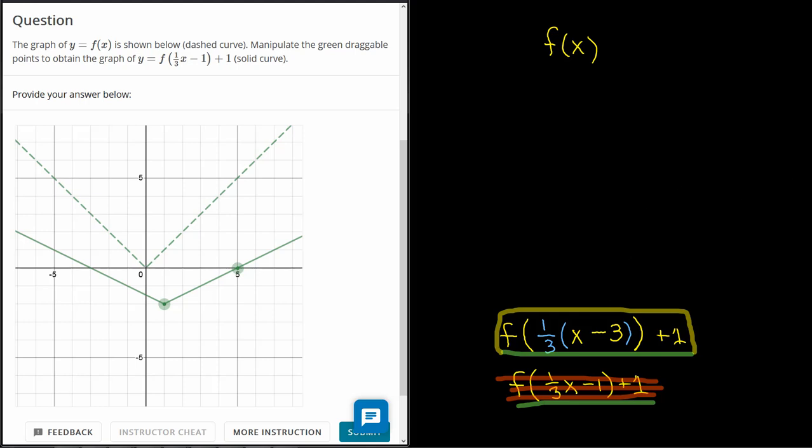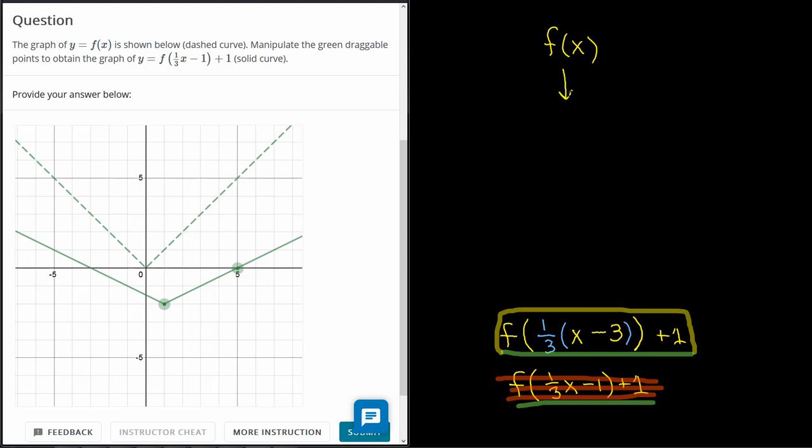Okay. So now let's think about how do we get from here to here. What is the sequence of algebraic transformations I have to use to get from here to here? Well, let's see. We need that 1/3.